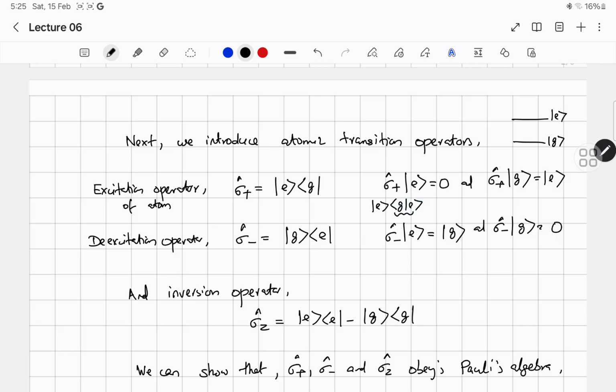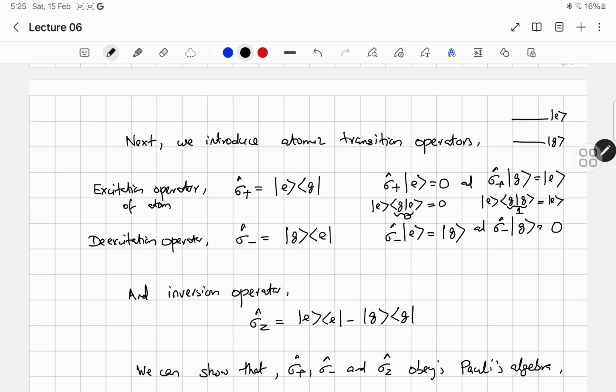Now what is the inner product between g and e? The g and e are eigenstates corresponding to different energy eigenvalues, so obviously they must be orthogonal to each other, and therefore this would be equal to 0. So sigma plus acting on the excited state is 0. And what is the action of sigma plus acting on g? Again, you can substitute sigma plus as |e><g|, acting on |g>, so you get the inner product <g|g>, which is 1, so this would be equal to |e>. So the action of sigma plus acting on g would be e.